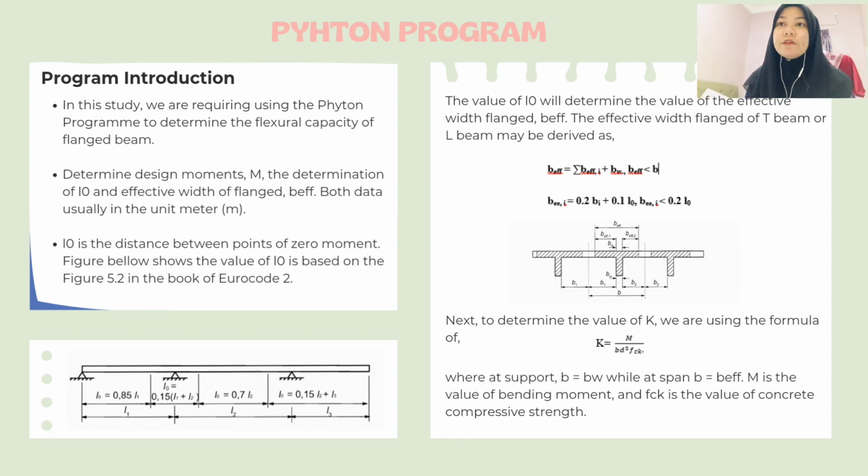The effective width of flange of T-beam or L-beam may be derived from those equations. Next, determine the value of K. We are using the formula K = M over b d squared fck, where at the support b = bw while at the span b = b_eff. M is the value of bending moment and fck is the value of concrete compressive strength.